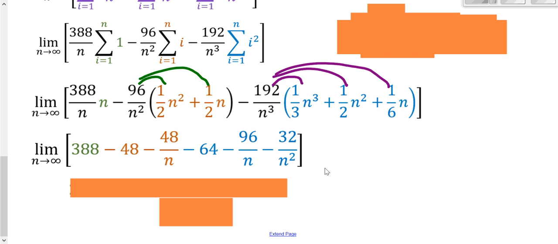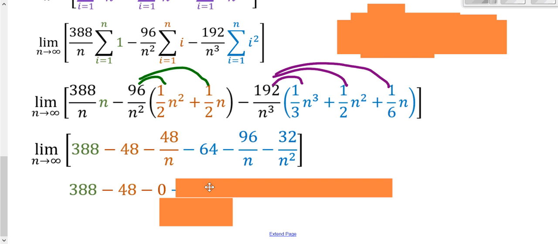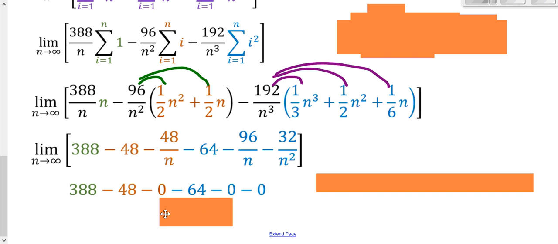Now, at this point, if you wanted to collect like terms, you could, but remember, we're looking at our limit as n goes towards infinity. There's no n here, so it has no effect on that. There's no n with our 48, has no effect on that. Here we have 48 over n, so it'd be 48 over something big, which is going to go to 0. There's no n here, has no effect on that. N's on the bottom, so your bottom's going to get big here, so these both go to 0. So we add and subtract all these together, we get 276.